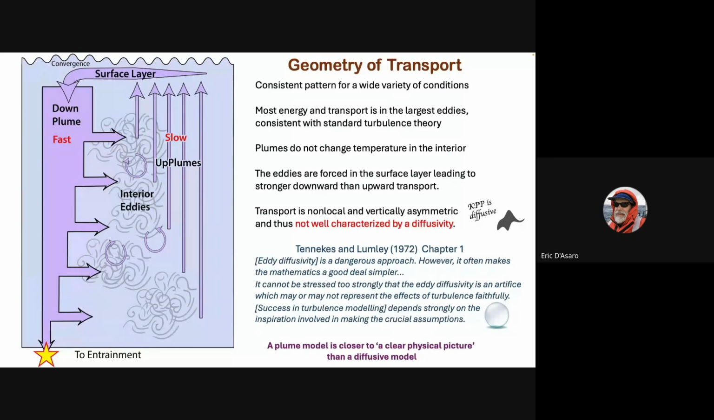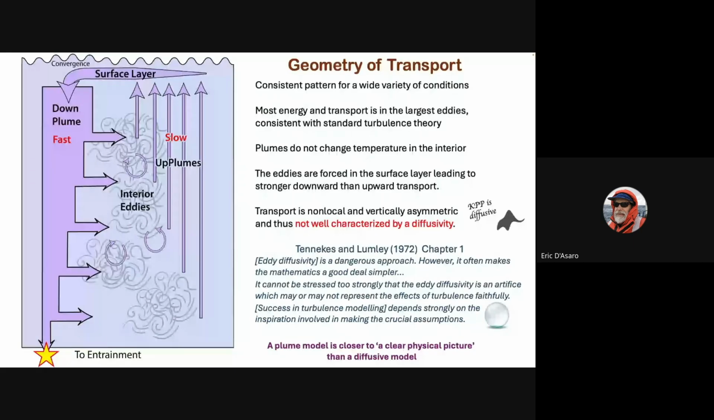Tennekes and Lumley, the famous book on turbulence, chapter 1, the entire chapter 1 of Tennekes and Lumley is full of statements like this. Eddy diffusivity is a dangerous approach. However, it often makes the mathematics a good deal simpler. It cannot be stressed too strongly that eddy diffusivity is an artifice which may or may not represent the effects of turbulence faithfully.